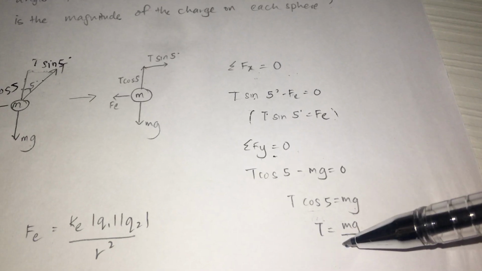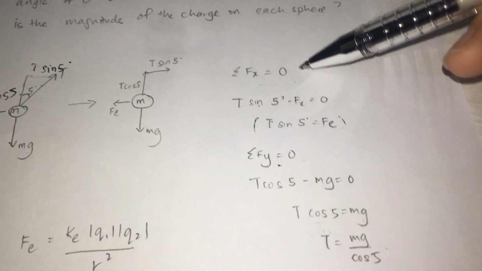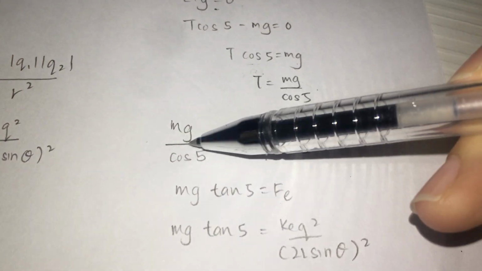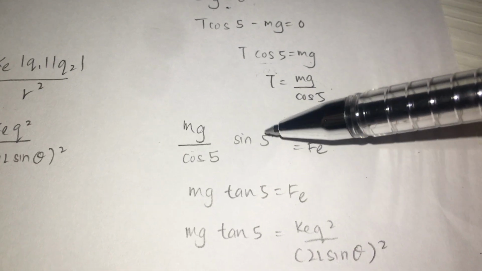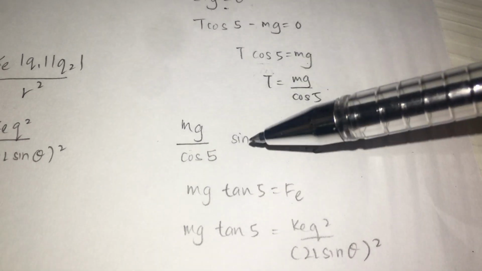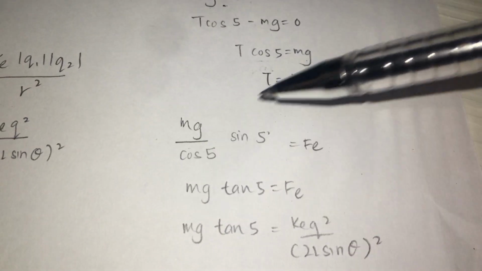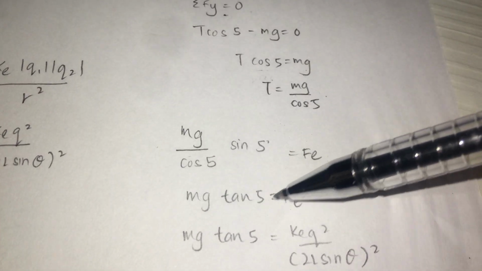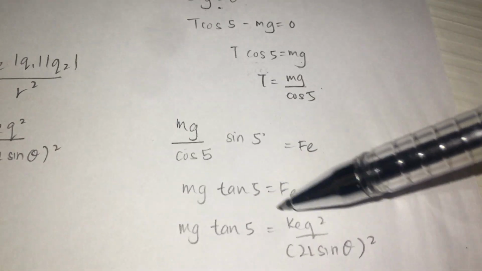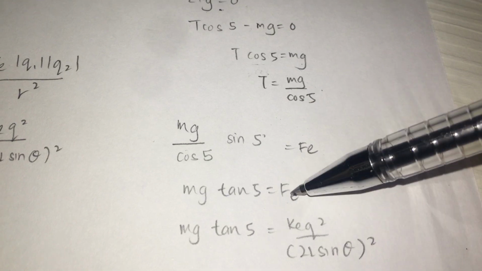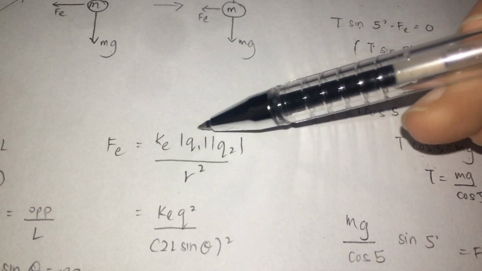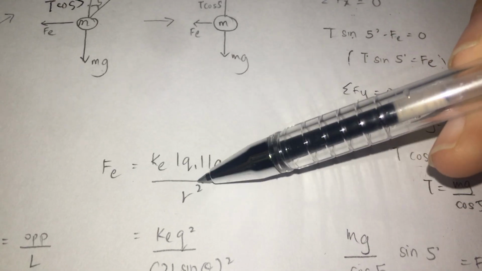From here you can substitute this T into this equation, and you will get mg over cos phi times sine phi equals Fe. Now we know that according to trigonometry, sine over cos is tangent, so you can just use that. mg tan phi equals the electric force. Now we know that the electric force Fe, the formula is given, which is Ke times Q1 Q2 over r squared.